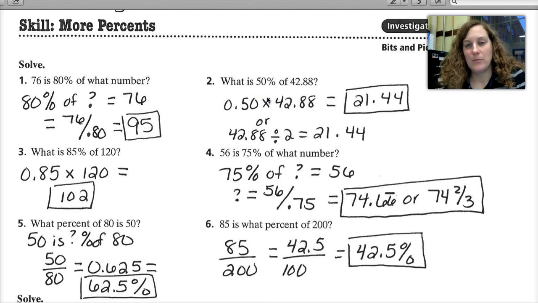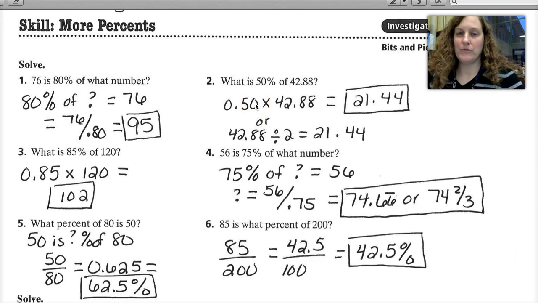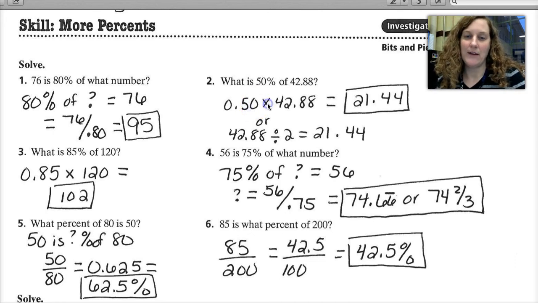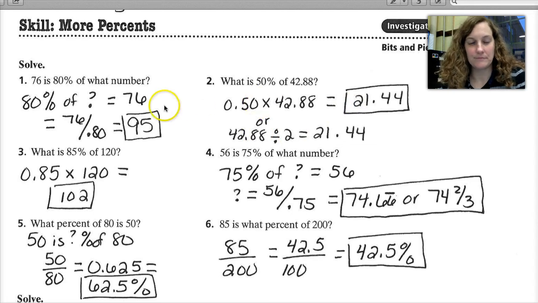2, what is 50% of 42 and 88/100? This is one of our straight percent-of problems. You turn it to multiplication, 0.5 times 42 and 88/100. Or you could recognize that 50% is half and just divide it by 2. But either way, you're going to get 21 and 44/100, and that answer makes sense.